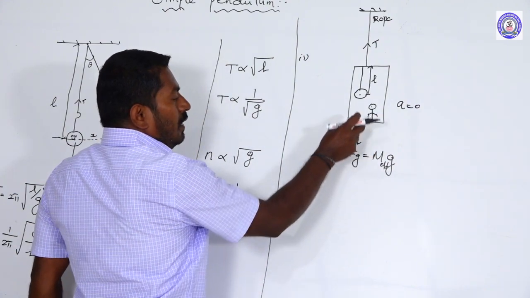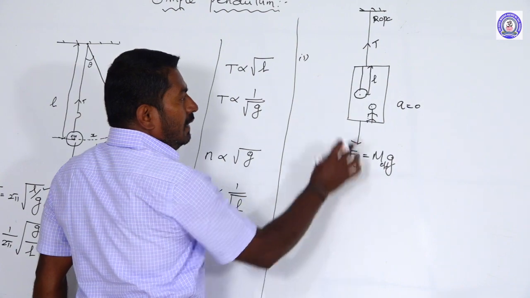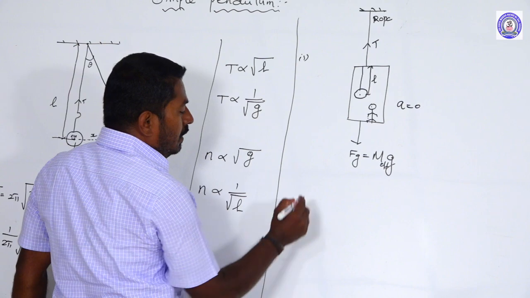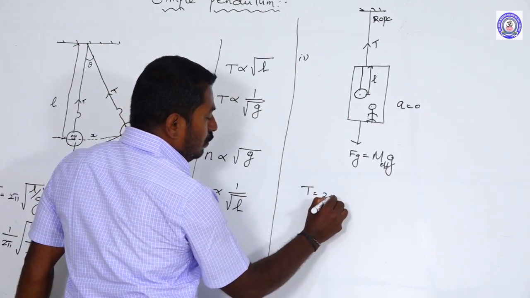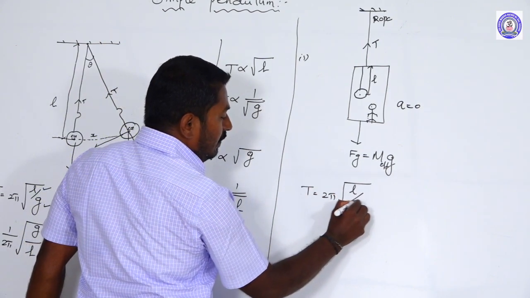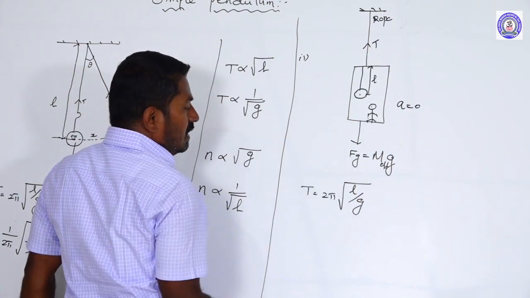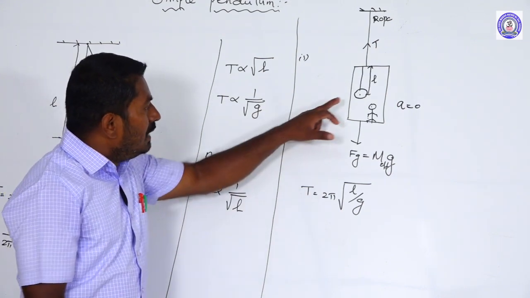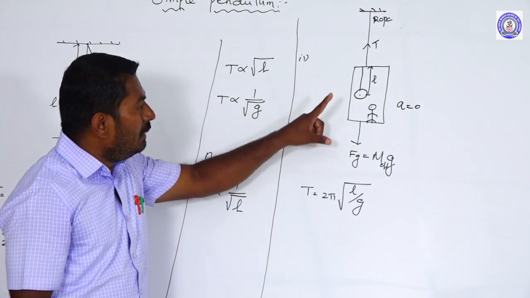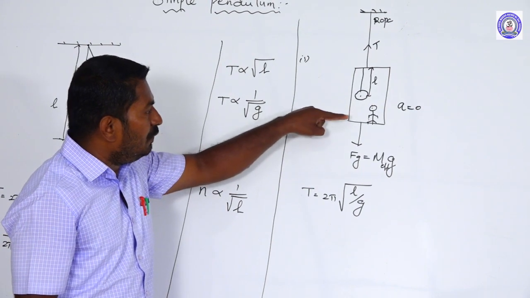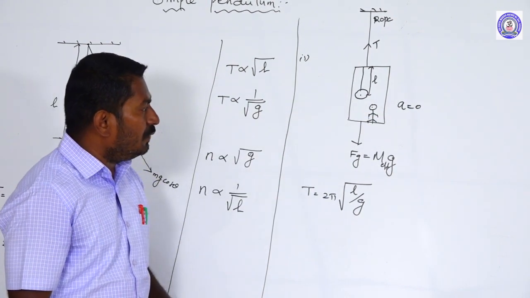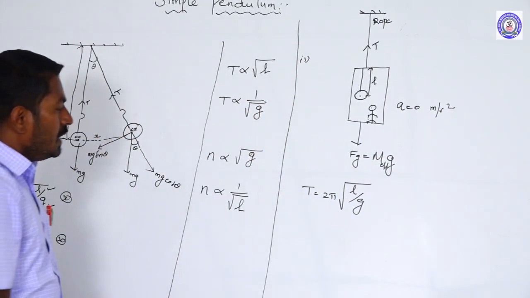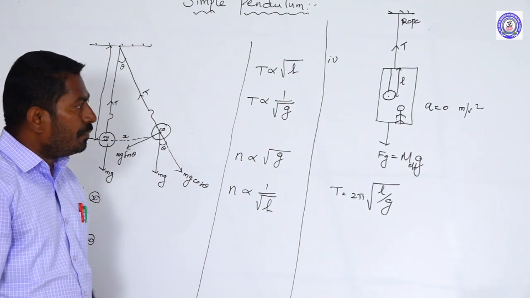A man watching the simple pendulum experiment with the lift initially at rest finds that the time period of the simple pendulum T is equal to 2 pi square root of L divided by g, where L is the length of the simple pendulum and g is the acceleration due to gravity. This is the time taken by the bob to complete one oscillation inside the lift. If the lift is at rest, the acceleration of the lift is 0 meter per second square, then the time period T is equal to 2 pi square root of L divided by g.